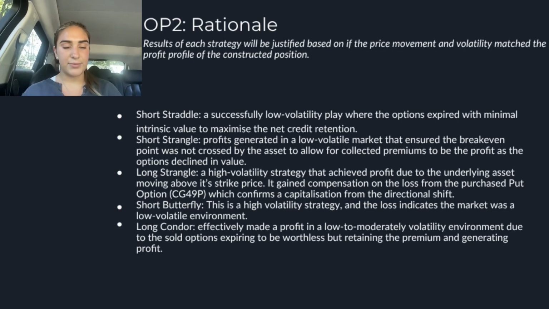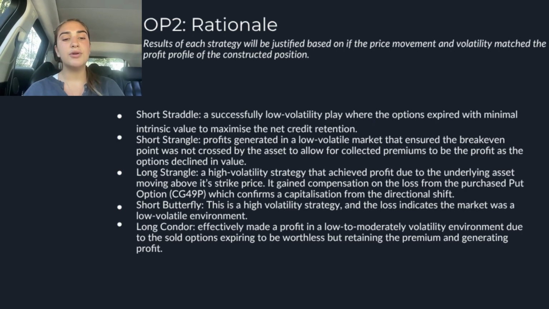The long condor strategy made a profit due to the sold options expiring worthless but retaining the premium and generating profit. Whilst the outer options also expired worthless, they lost their initial premium cost. This portrays a successful strategy for a low to moderately volatile environment.